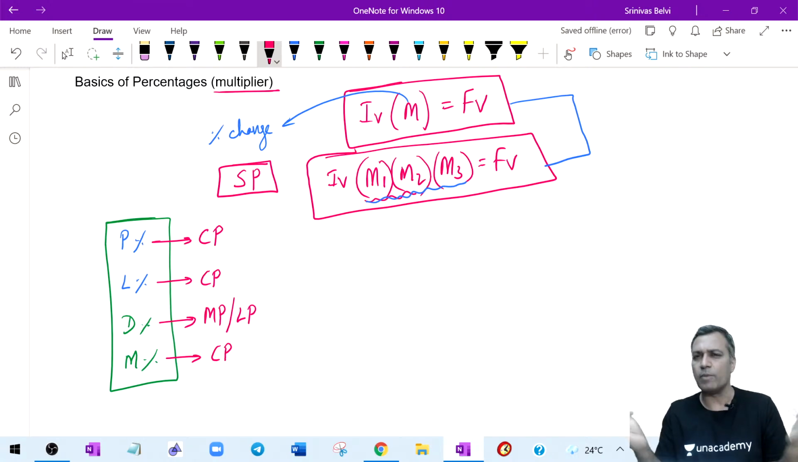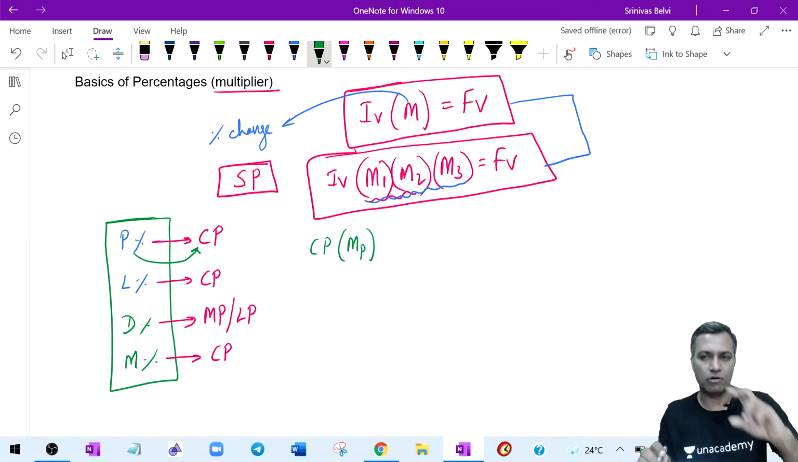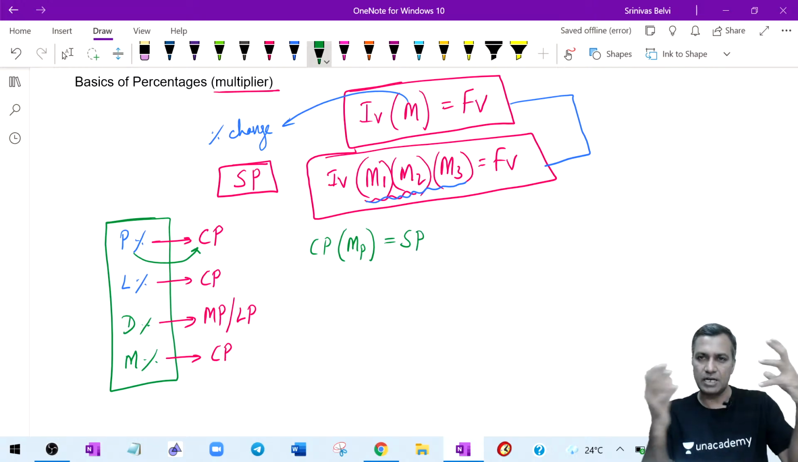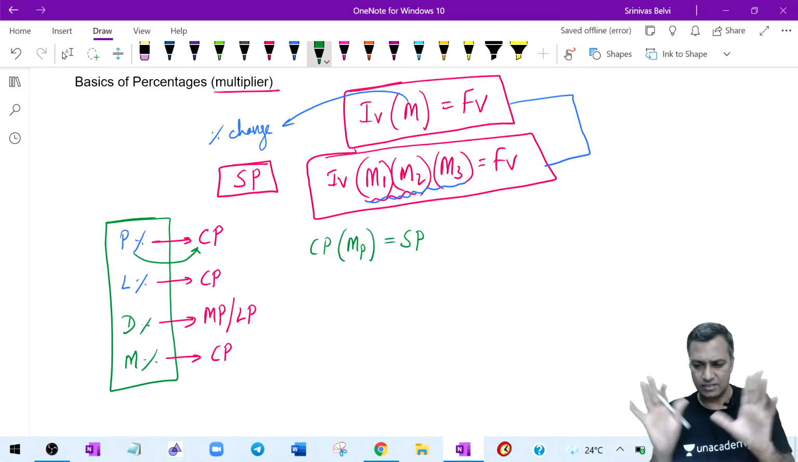Once you have the multiplier concept, that doesn't really trouble you. What is the meaning of this? If the profit is calculated upon cost price, then the cost price times the multiplier related with profit is equal to selling price. When I add profit to cost price, what do I end up getting? I end up getting the selling price. Common sense, right?